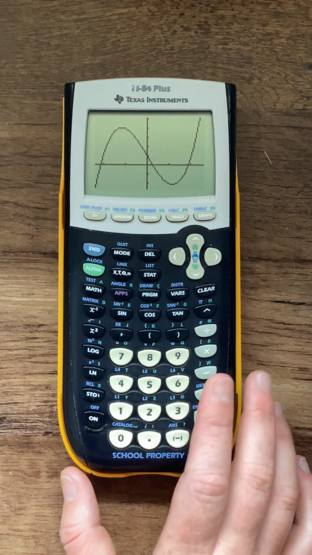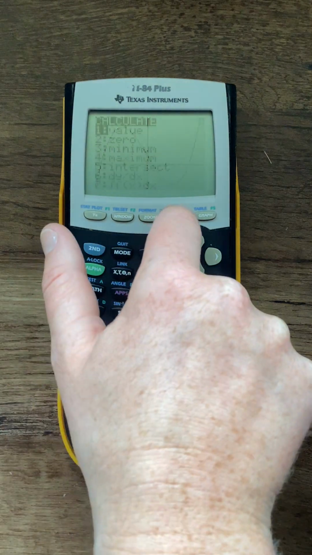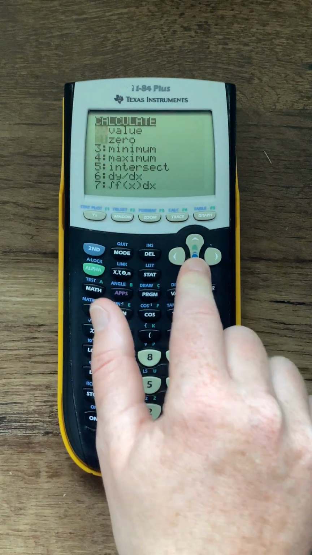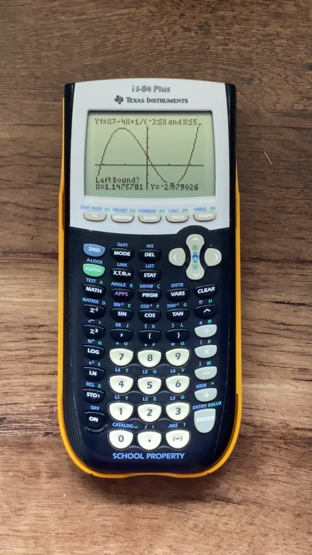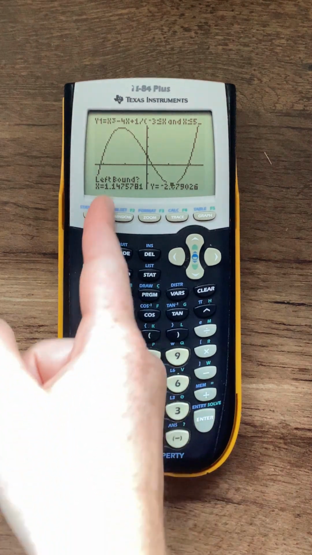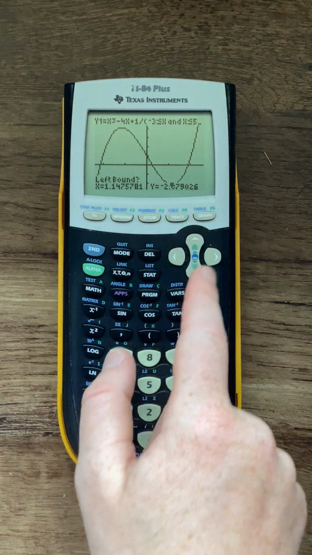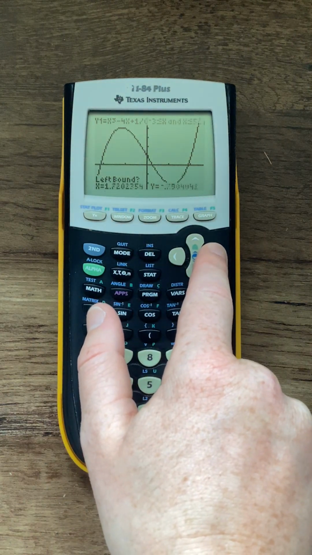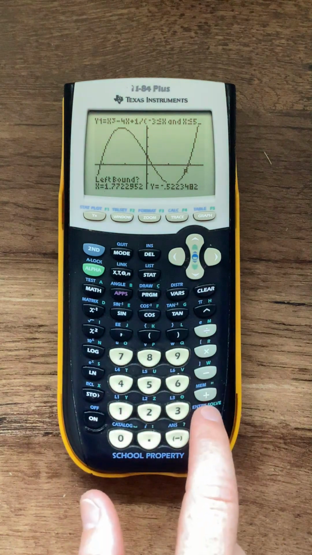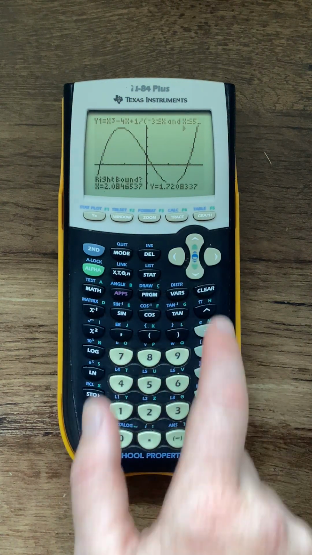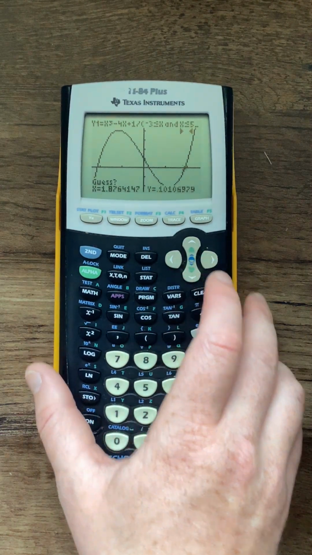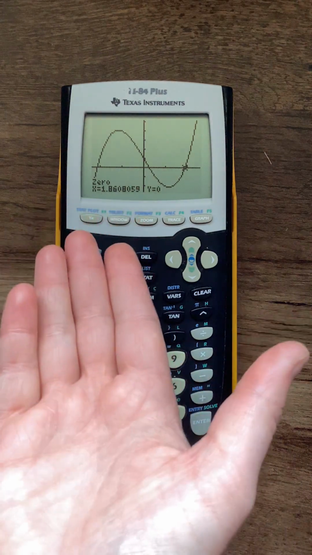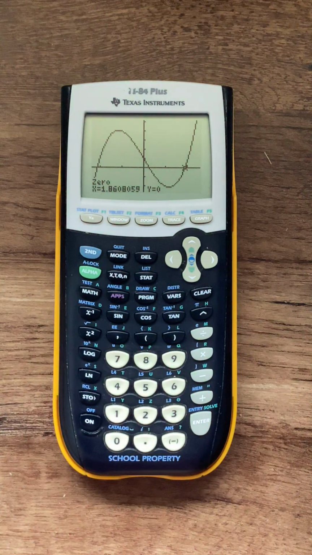So what you do is you hit the same thing, second trace, and you say, okay, I want a zero. You hit enter, okay, and then you say, okay, the calculator is only going to find you one zero at a time. So you got to choose your zero. So let's say, okay, because I'm already over here, let's do this zero first. So I go right up to the left of this zero, you hit enter, and then over to the right of the zero, hit enter, and then you go kind of right close to it, and you hit enter, and now my zero is at x equals 1.86.